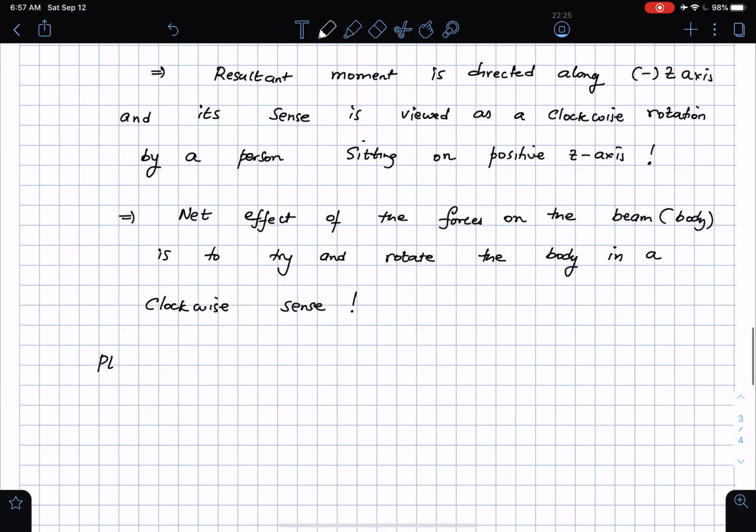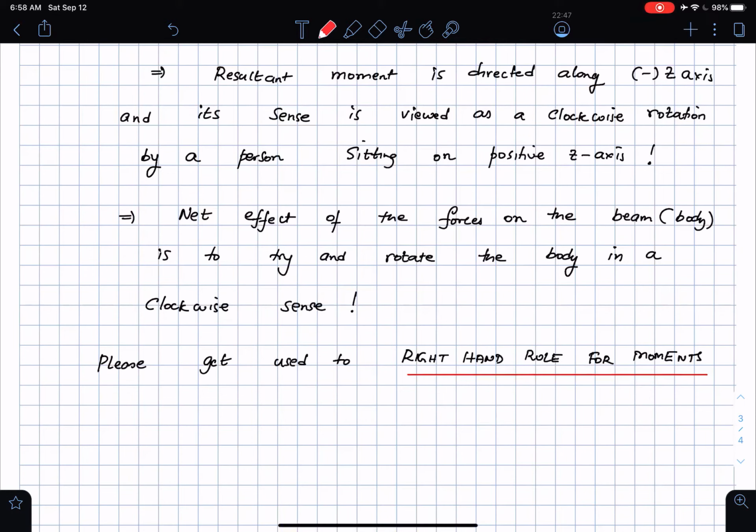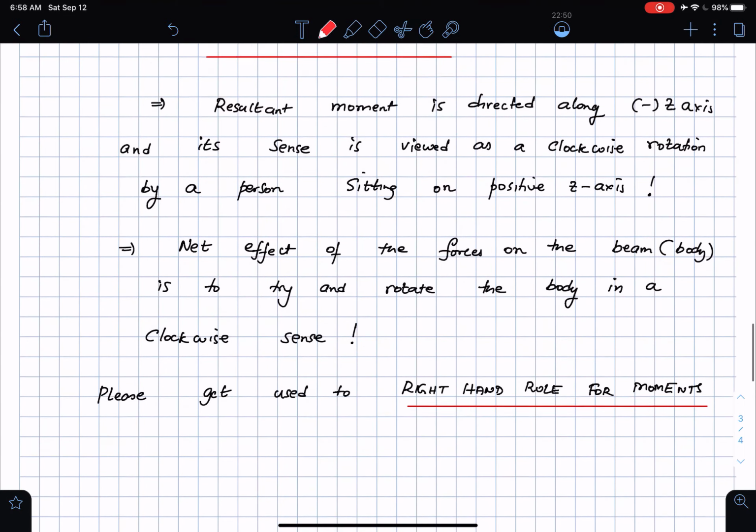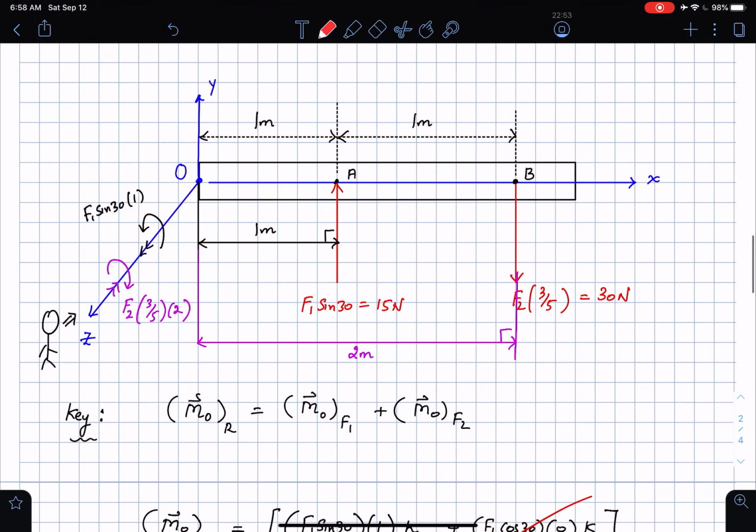Okay, so please get used to the right hand rule for moments. Okay, what is the right hand rule? We have gone over this in my online lecture on moments about a point using the scalar approach, but very quickly, take the fingers of your right hand, choose one of these forces. I'm going to choose the force F1 sine 30. Take the fingers of your right hand, align it with the direction of the force. Okay, then your palm should be facing the point of interest, which is the point O.